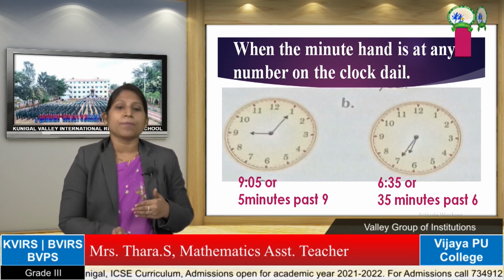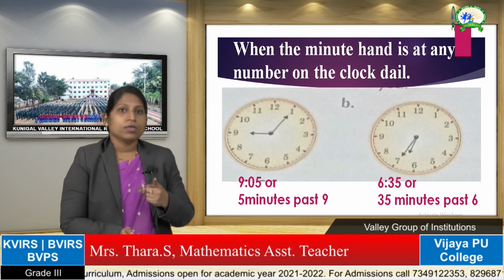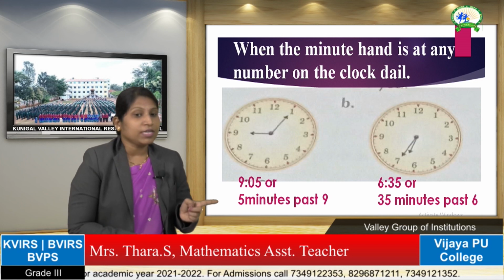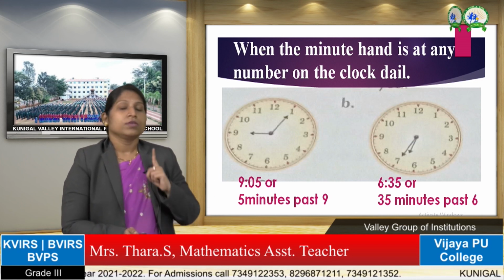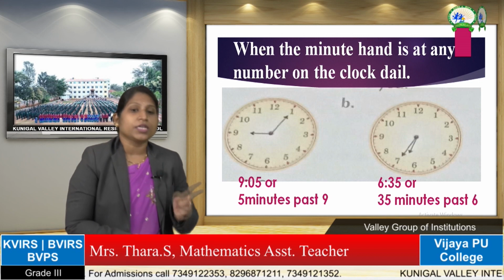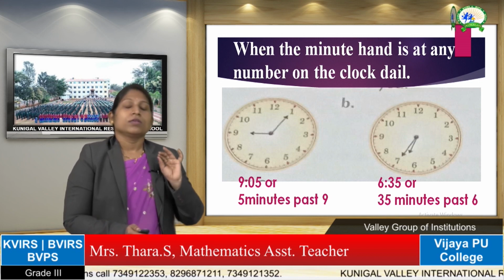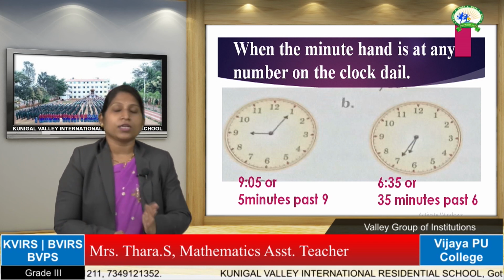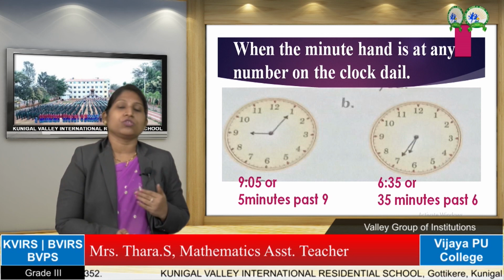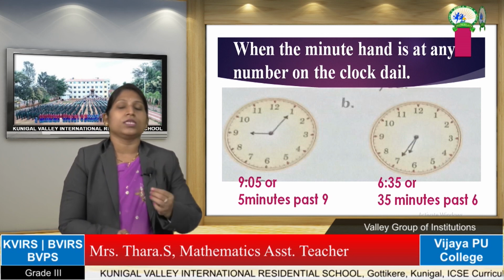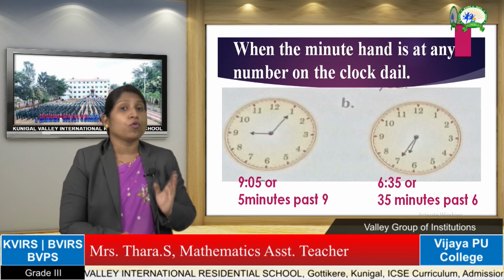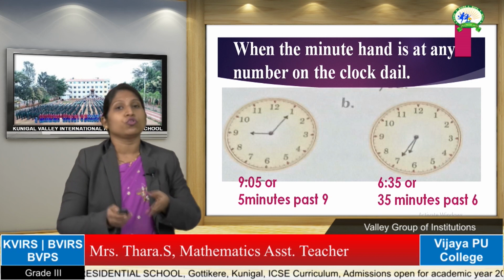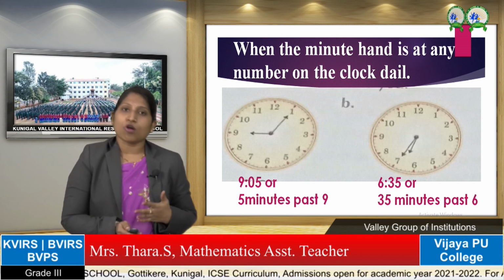Consider the next example. The minute hand shows 7. 7 into 5 is 35. So the hour is 6 and the time is 6:35. What is the time now on the clock? 6:35, that is 35 minutes, so 35 minutes past 6. Like this you have to read the time if the minute hand is at any number, children. I hope all of you have understood how to read the time from the clock if the minute hand is at any number.